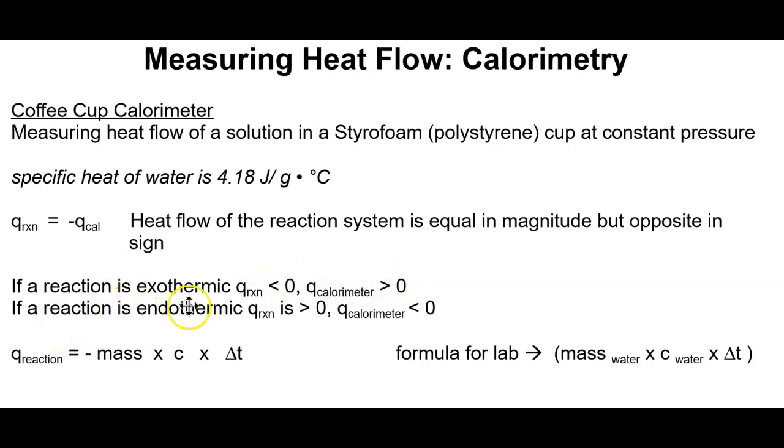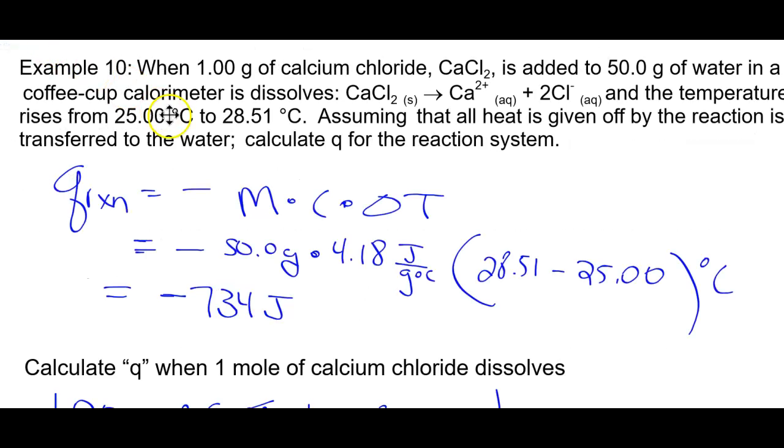If the reaction is endothermic, Q reaction is going to be greater than 0 and Q calorimeter will be less than 0. So to keep that all straight, just know when you're looking at a chemical reaction, we're going to change the m c delta T slightly by saying Q reaction, and we put the Q reaction here to indicate that, and then we put the negative symbol in here to take care of that piece. Okay, so I'll demonstrate that in the next example.